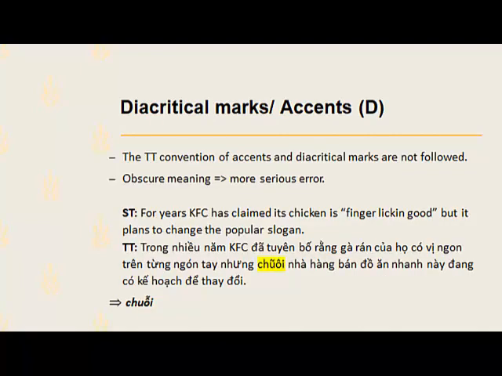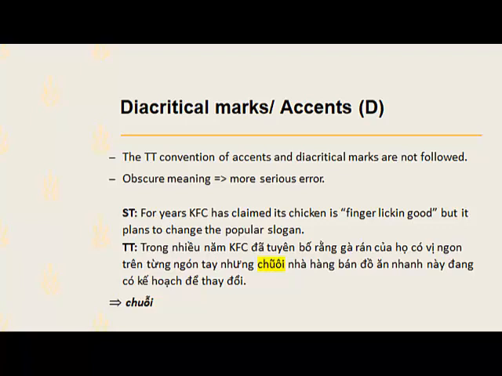The next error is the diacritical marks or accents. This error occurs when the target language convention of the accents and diacritical marks is not followed. If incorrect or missing diacritical marks occur, it means the error is more serious.